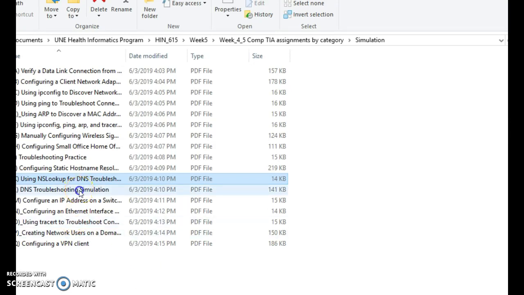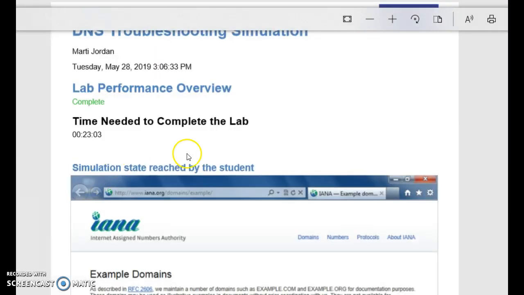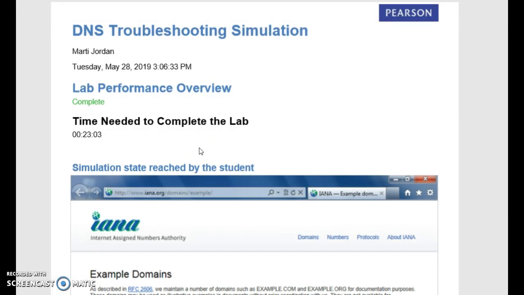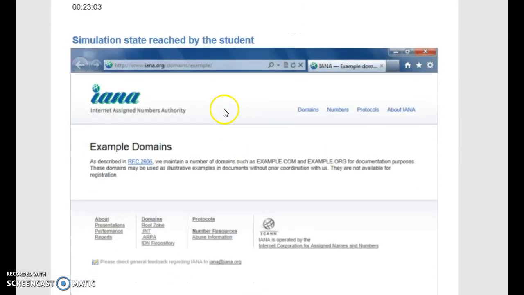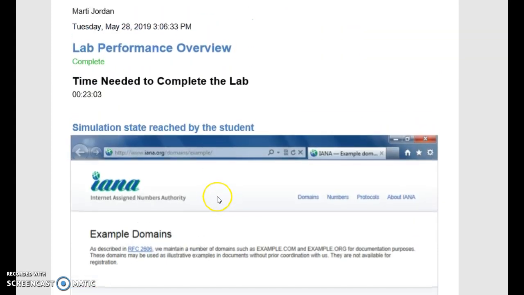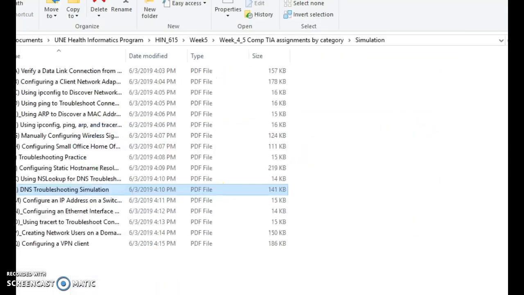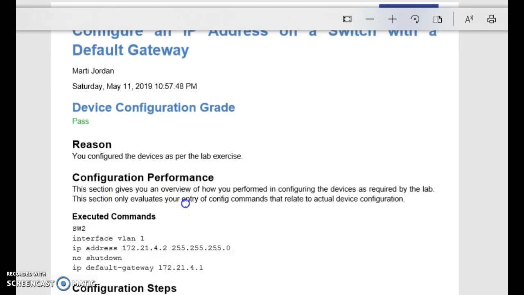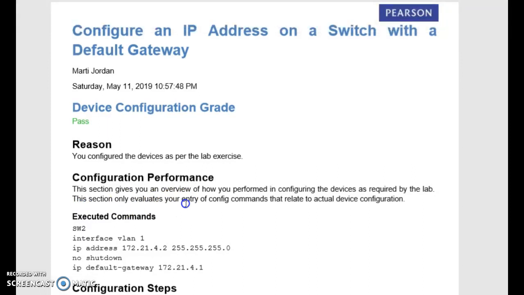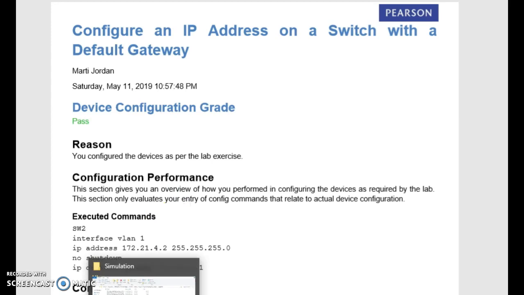Then I did this one, DNS troubleshooting, and I completed this lab. So I passed that one and completed it. Now, I thought this was the lab that would help me change the troubleshooting practice that I did finally, but it didn't. Like I said, I cried on that troubleshooting practice one.